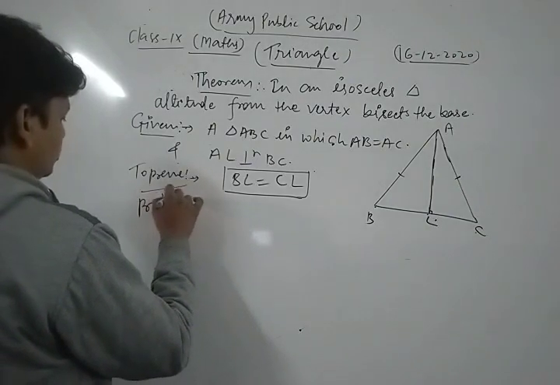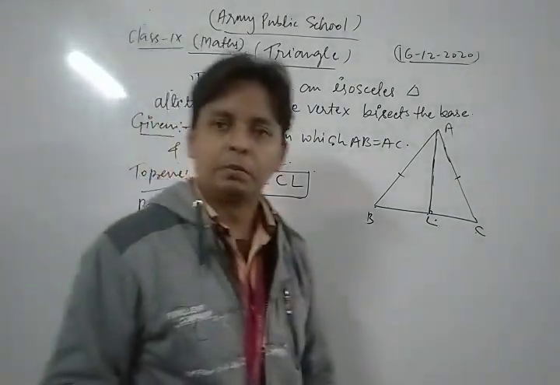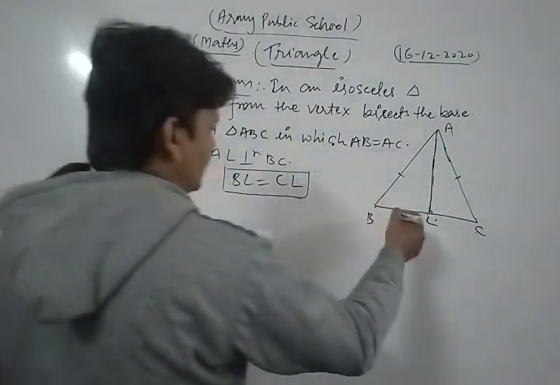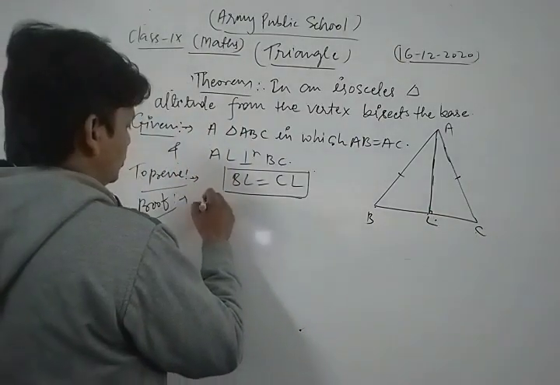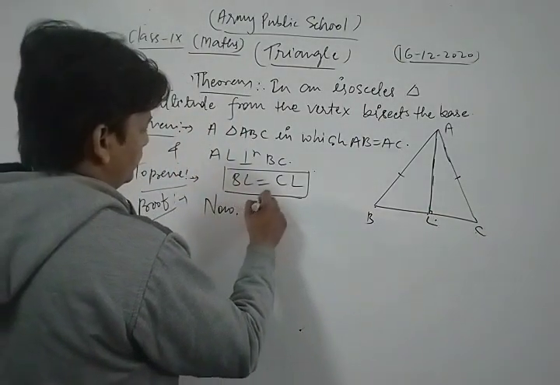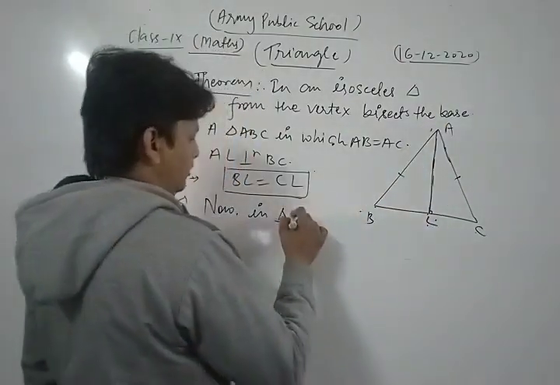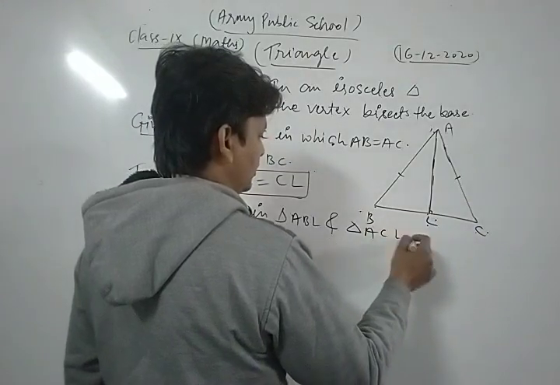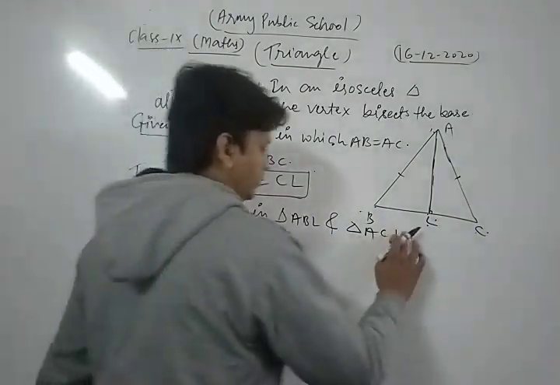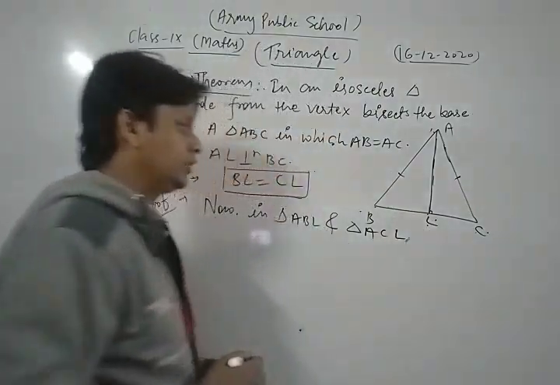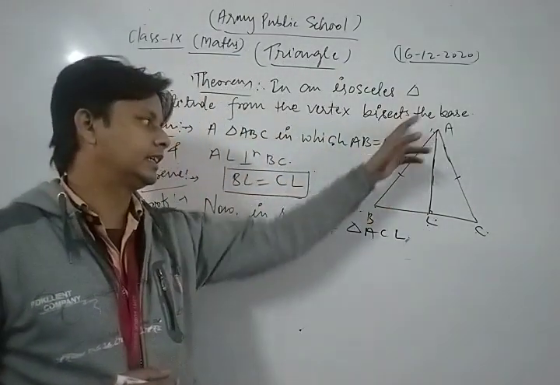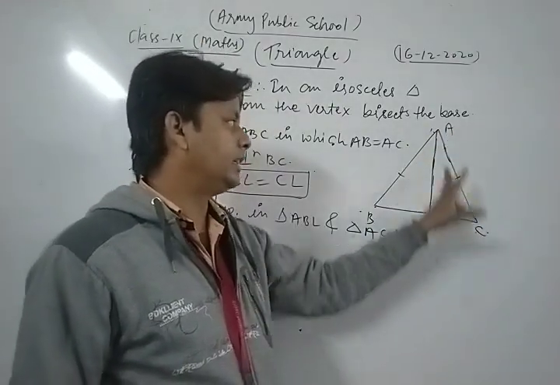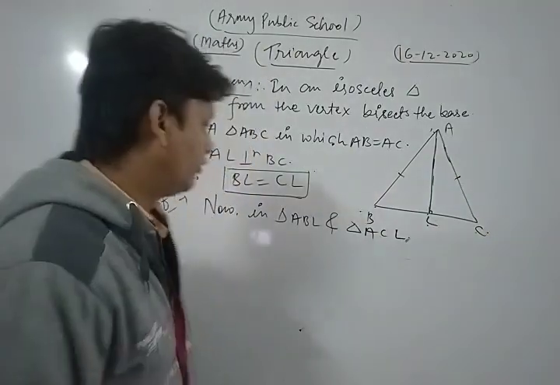Now we write the proof. There is no construction in this question, so we simply write proof. Now, dear friends, let's see. First of all we take triangle ABL and triangle ACL. In triangle ABL and triangle ACL, what do we have?